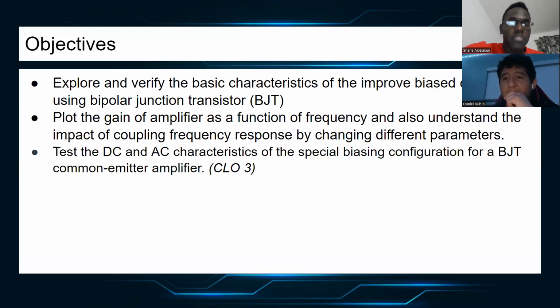Okay. The objectives. The objectives are to explore and verify basic characteristics of improved bias circuits using the bipolar junction transistor, BJT for short, to plot the amplifier gain as a function of frequency, to understand the coupling frequency response with different parameters, and to test the DC and AC characteristics of the special bias configuration for the BJT common emitter amplifier.